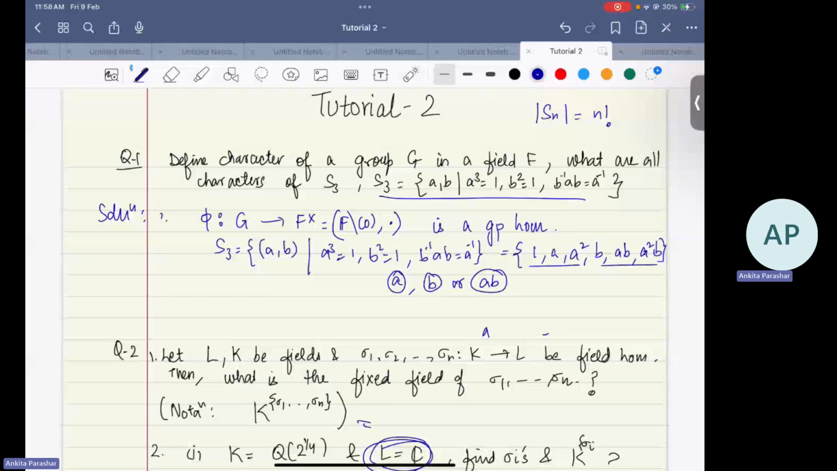First of all, one has to define what K power S is, where S is the set sigma 1, sigma 2, up to sigma n. Using the same notation we have used in the notes, S is a set of field homomorphisms from K to L, and we are looking at the fixed field of S in K. We must have seen this definition. So I'll wait for a minute, you think of it and write it yourself, and then we can read the solution.